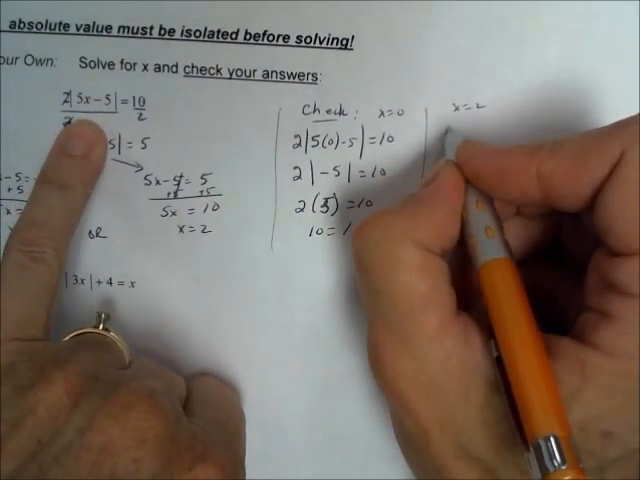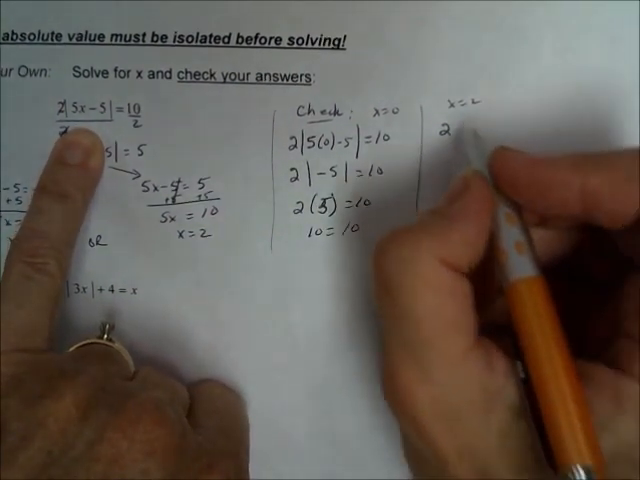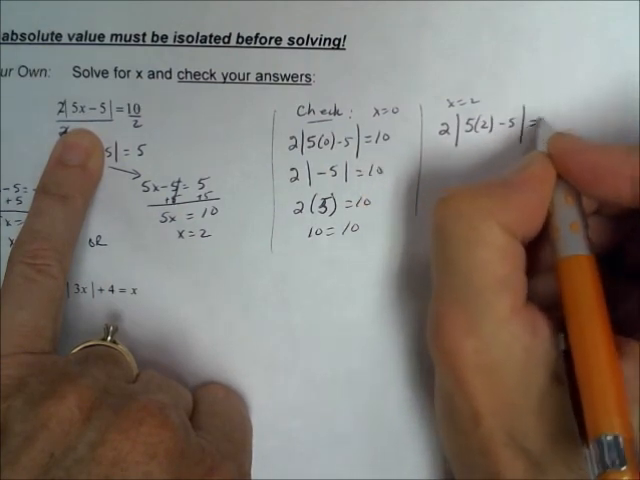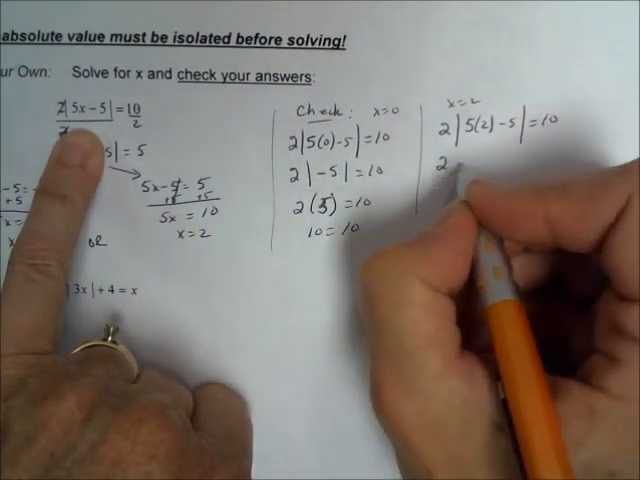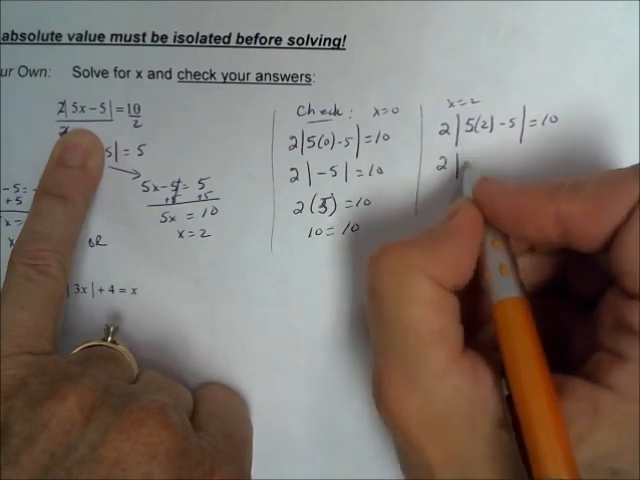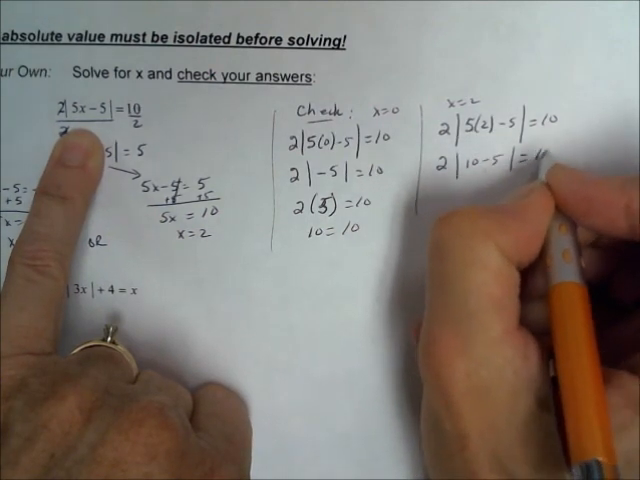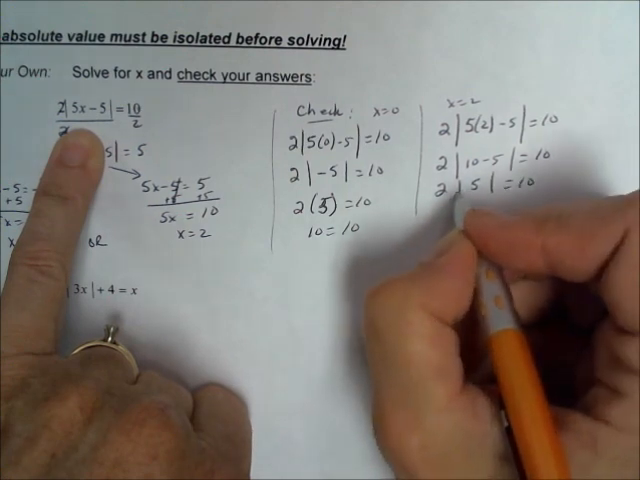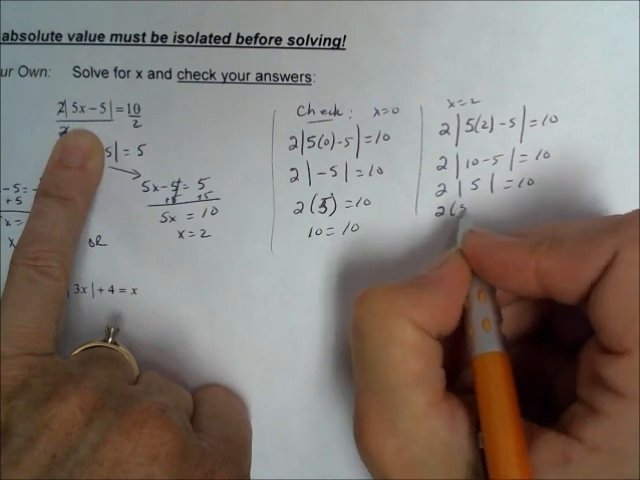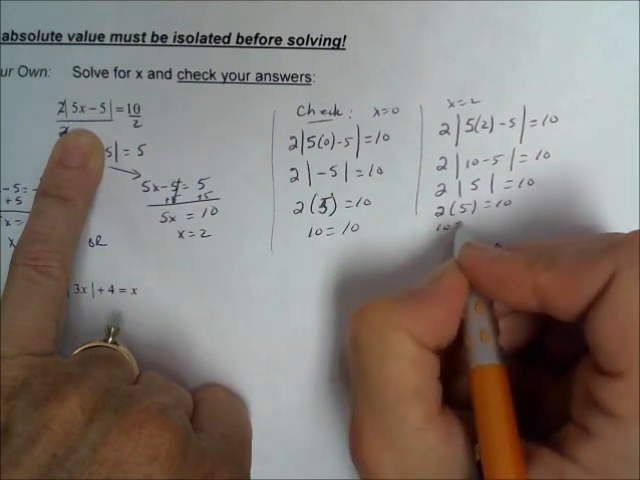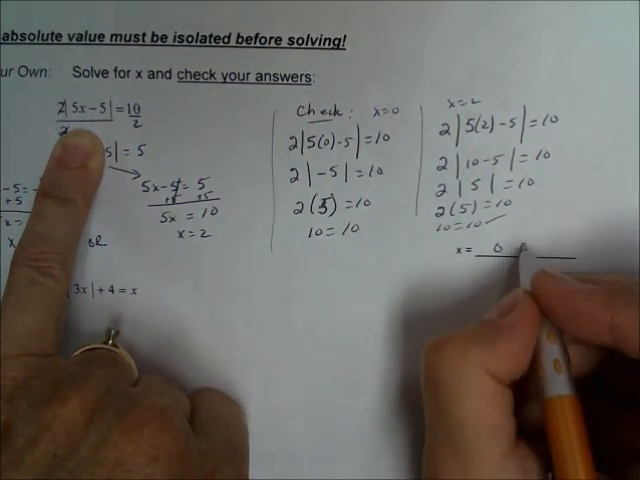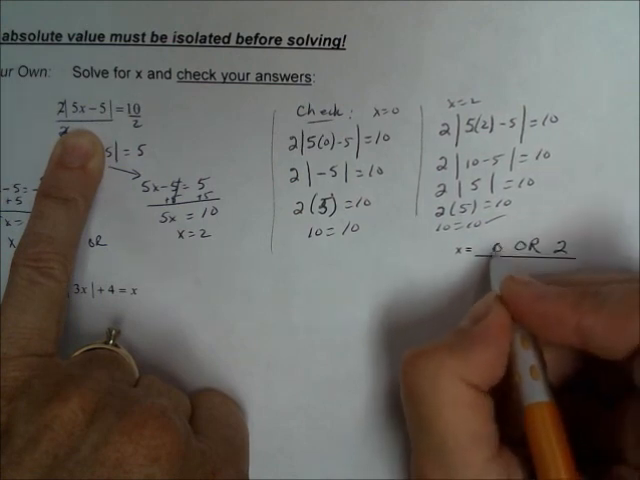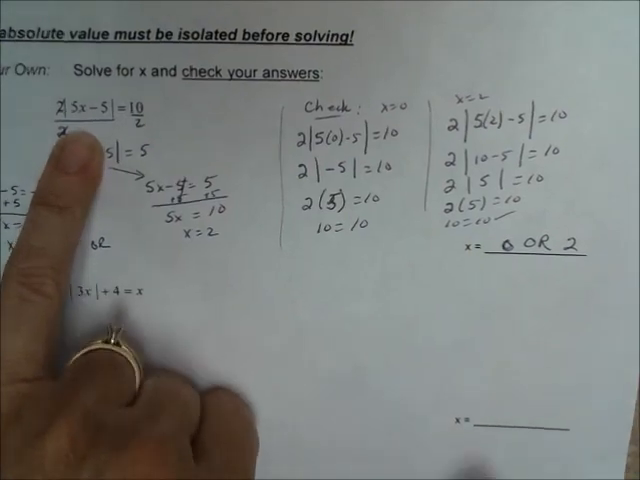So now we're going to put into the original equation 2 times the absolute value of 5 times 2 minus 5. Does that equal 10? So does 2 times the absolute value of 5 times 2 is 10 minus 5, which is 5. And the absolute value of 5 is 5. So does 2 times 5 equal 10? Yes, 10 equals 10. So that one checks also. So 0 or 2 are the two answers to this problem.